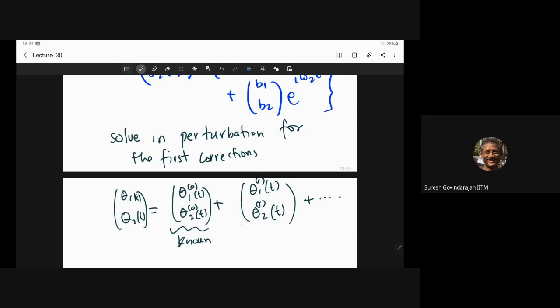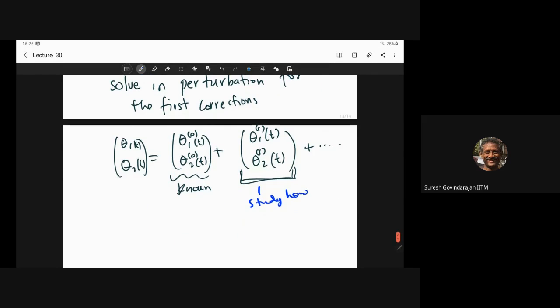Because it's an infinite series, at least you solve for this and you study this behavior. So you study how this... does it show chaos? I don't know. Okay. So I'll stop here.